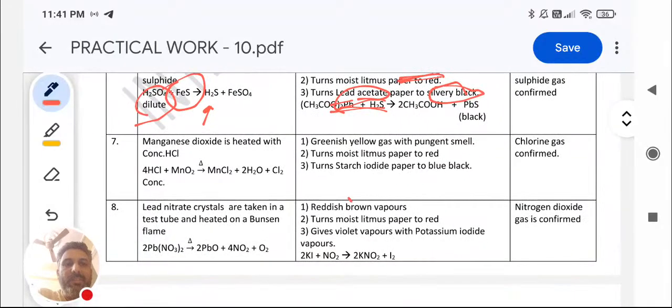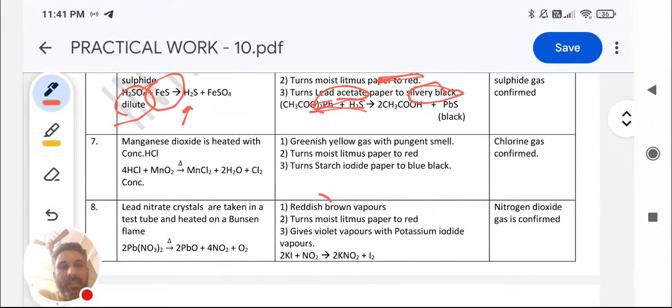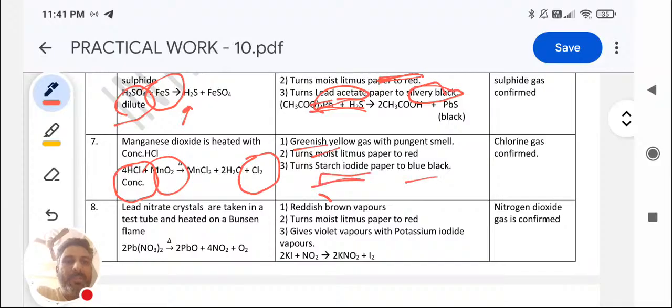And the next one is chlorine gas. The chlorine gas is produced when concentrated HCl is heated with manganese dioxide. And you will see a greenish yellow gas, that is chlorine gas. It is also acidic in nature, so it turns moist blue litmus to red color, and then because of its bleaching effect, the red color of the litmus paper will disappear. And the chemical test for chlorine gas: it turns starch iodide paper to blue black.